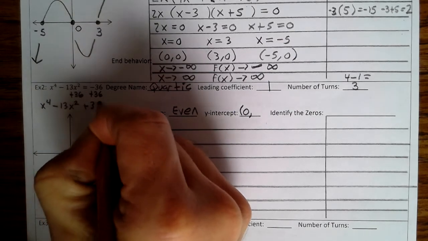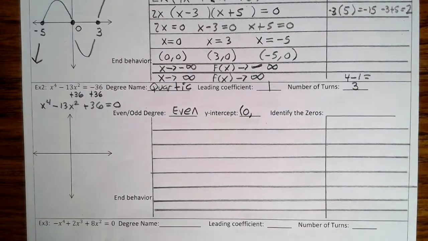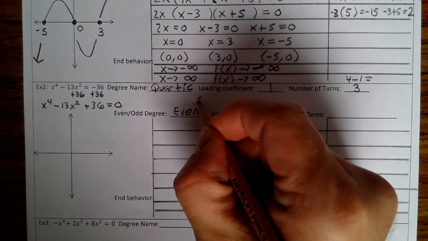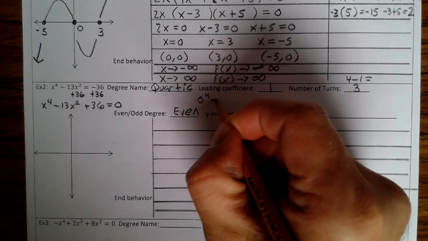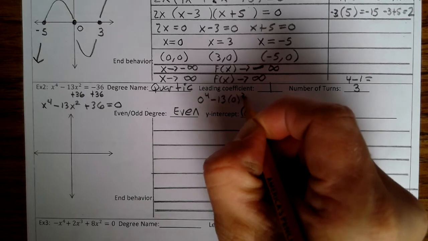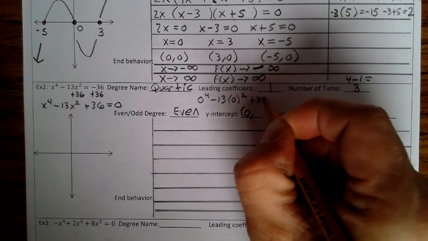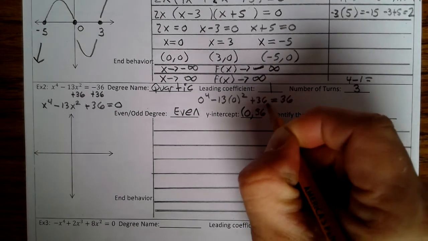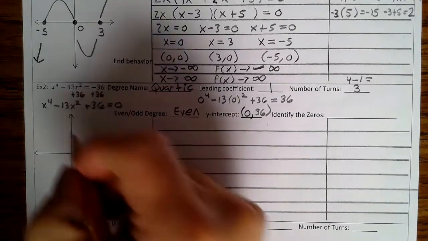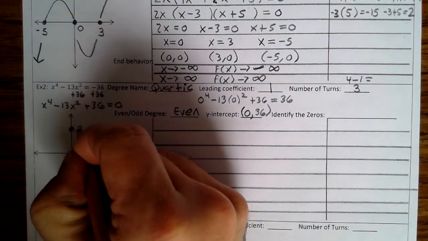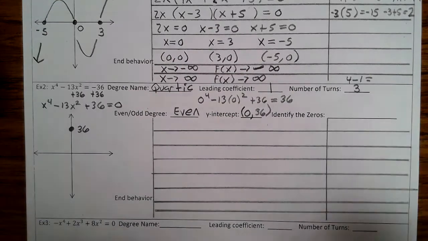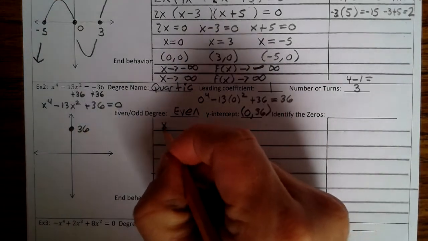Okay, so now we're going to substitute 0 in for x. So 0 to the 4th minus 13 times 0 squared plus 36 equals 36. So our y-intercept is 0, comma 36. So we can put that right there. Okay. Now to identify the zeros, we're going to set x to the 4th minus 13x squared plus 36 equal to 0.